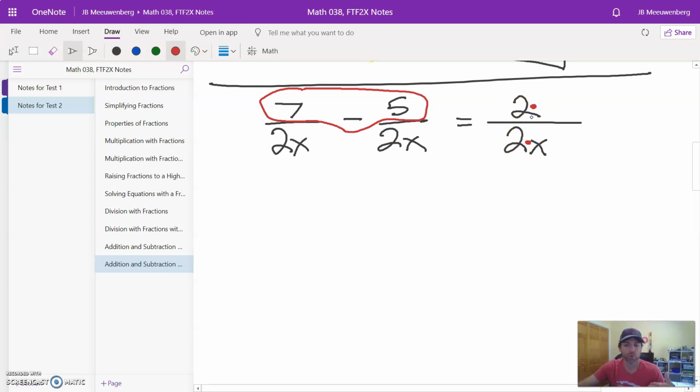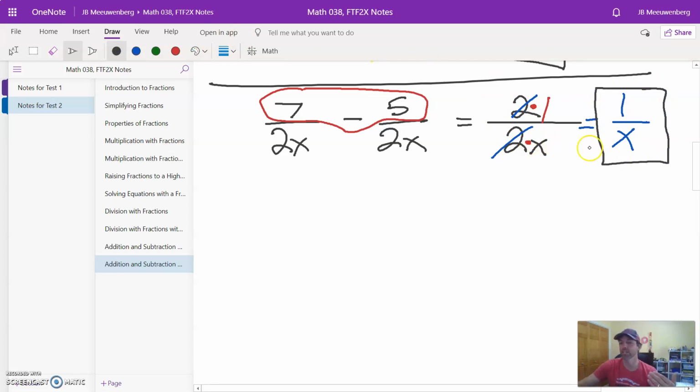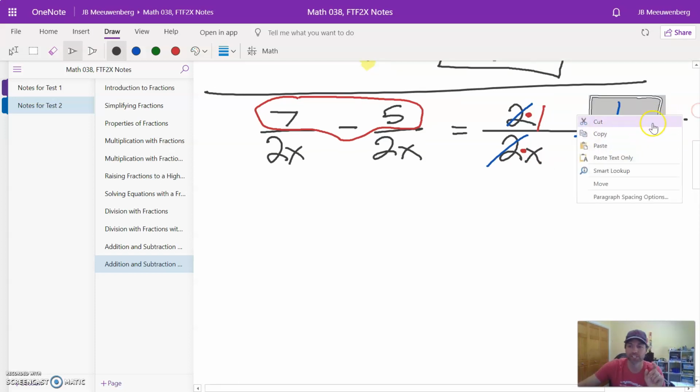This 2 is times what? 1. So there's a 1 there, even if we don't see it. When we cancel the 2's, that leaves us with 1 over x. A big mistake on that type of problem is canceling the 2's and then just putting the answer as x. No, the x is in the denominator. We can't just pull it out of the denominator. It's got to stay in that denominator.